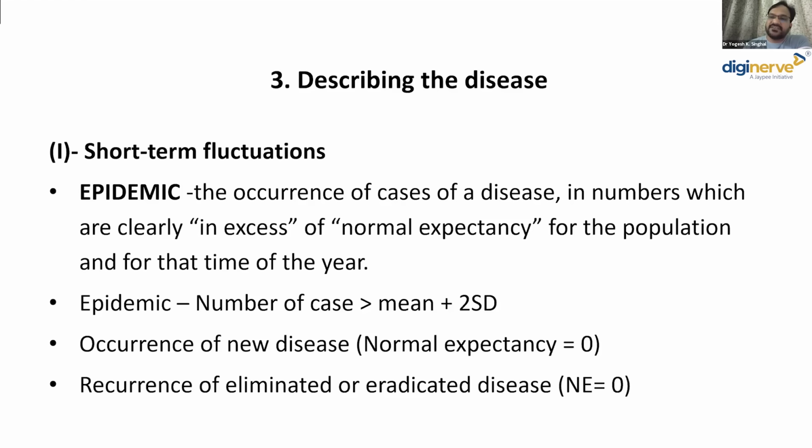Then, occurrence of a new disease: previously we were expecting zero cases, so the standard deviation will obviously be zero. So a single case will be higher than +2 standard deviation. Or recurrence of an eradicated or eliminated disease, because normal expectancy for these diseases was zero. So this is called the epidemic.